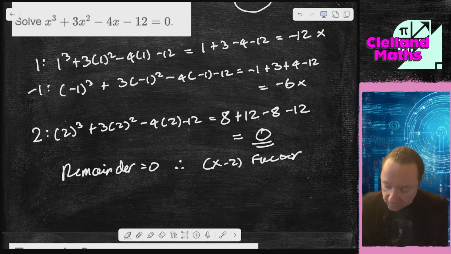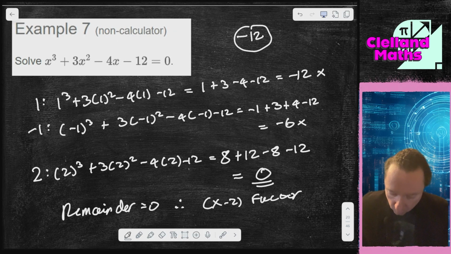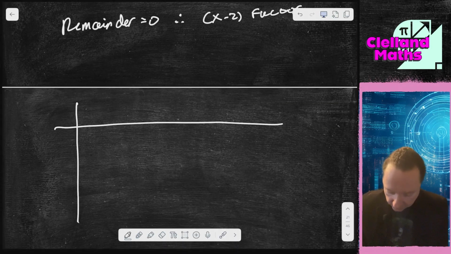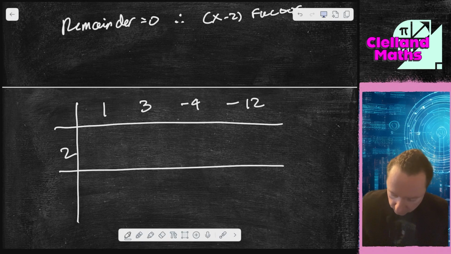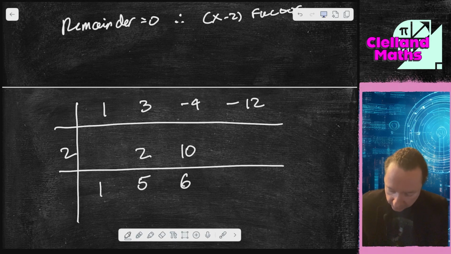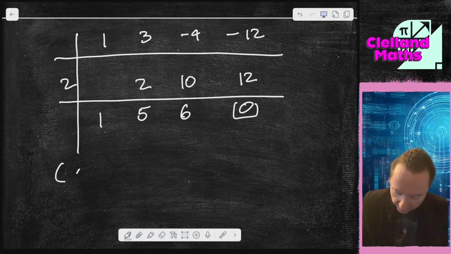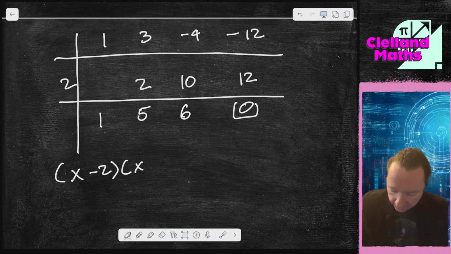So we can continue with our synthetic division. So it was 1, 3, minus 4, minus 12. Subbing in 2 to get 1, 2. 2 plus 3 is 5. 5 twos is 10. 10 minus 4 is 6. 6 twos is 12 and 0. So we've got x minus 2, x squared plus 5x plus 6.